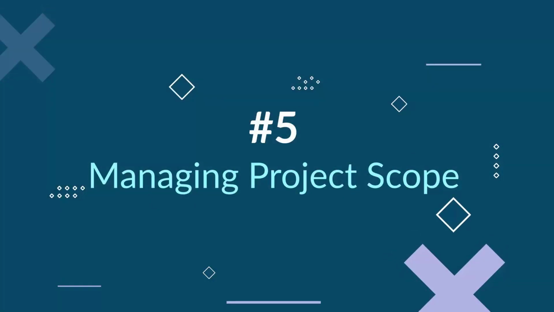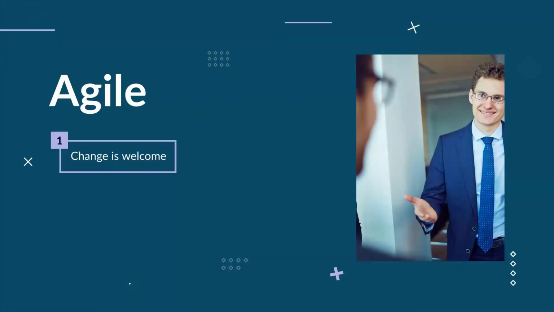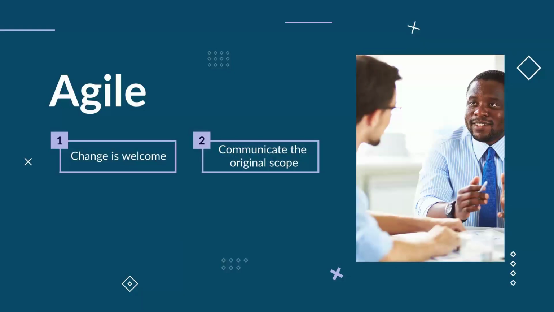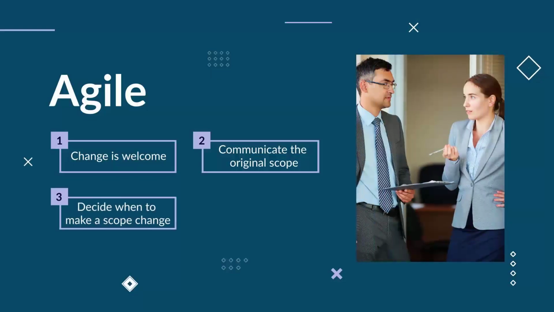Number 5, managing project scope. The Agile method welcomes changes to project scope, but this causes additional expense as costs increase and schedules change. The project manager should refer to the original scope and communicate this to clients and stakeholders when new changes or features are proposed. When these are out of scope, you can decide if you want to make a scope change or park that idea for later on down the line. This will help to mitigate the increase in costs and keep the project on track.